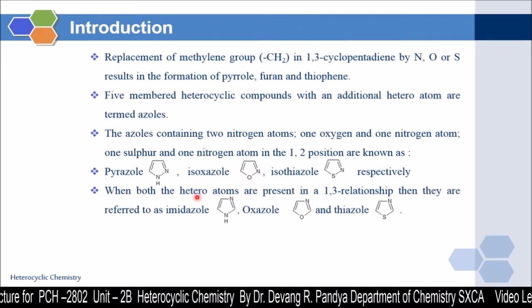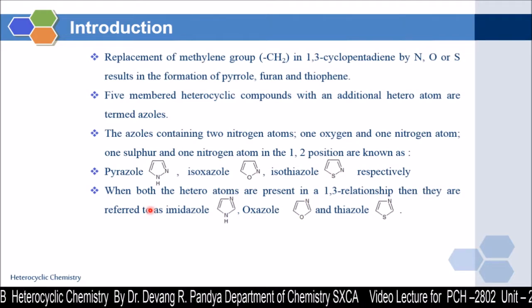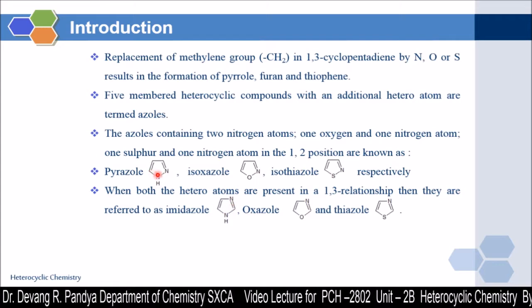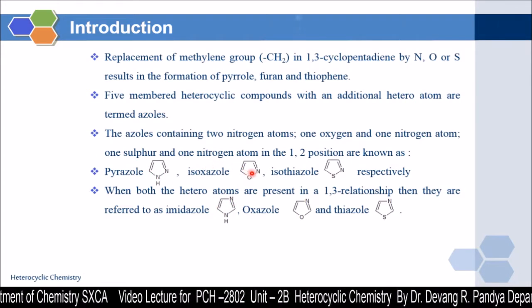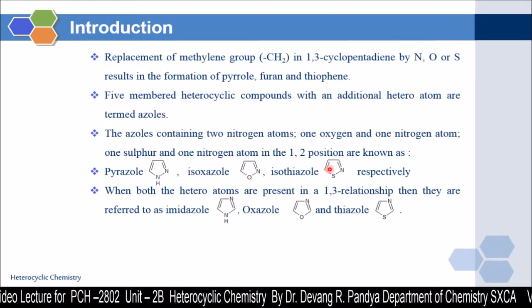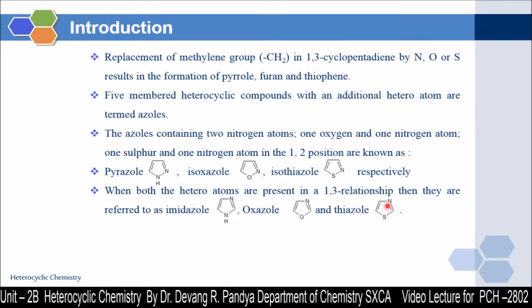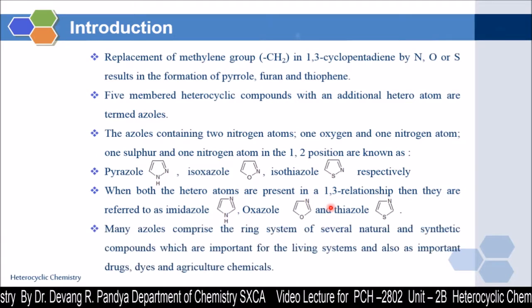And when both the heteroatoms are present in 1,3 relation, they are referred to as 1,3 azoles. This is imidazole, 1,3 position, and 1,2 position is pyrazole. Isoxazole is 1,2 position, and 1,3 position is known as oxazole. Isothiazole is 1,2 position, thiazole is 1,3 position. That way we can remember these compounds by their trivial names.